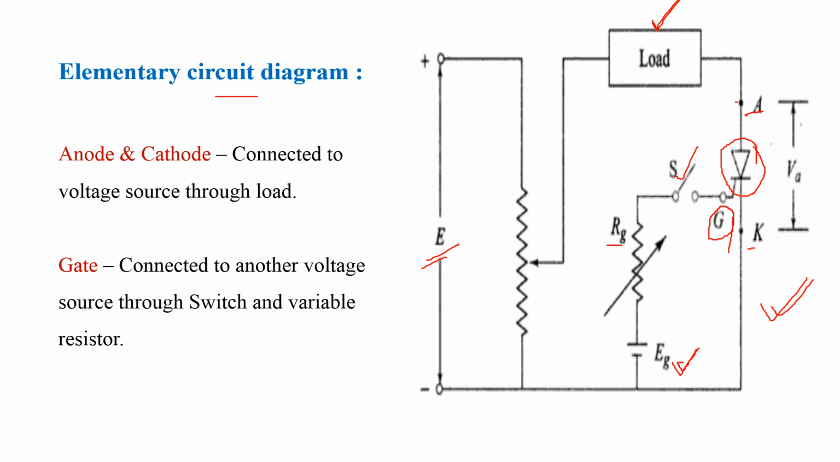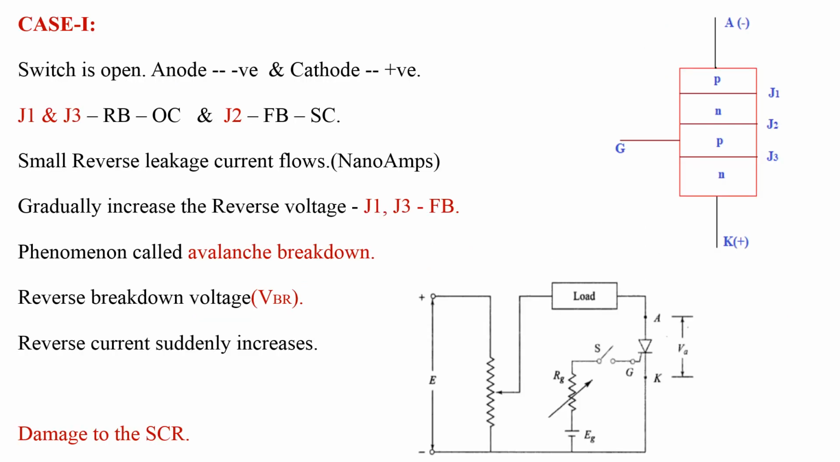The same is explained here. The anode and cathode are connected to the external voltage source through the load. Similarly, the gate terminal is connected to another voltage source through the switch and variable resistor. That other voltage source is EG, connected to the gate terminal through variable resistor RG and switch S. Now by using the elementary circuit diagram, we are going to obtain the static V-I characteristics.